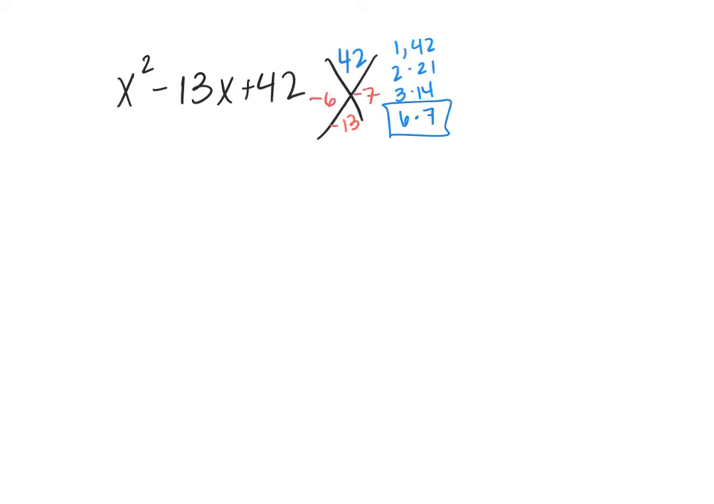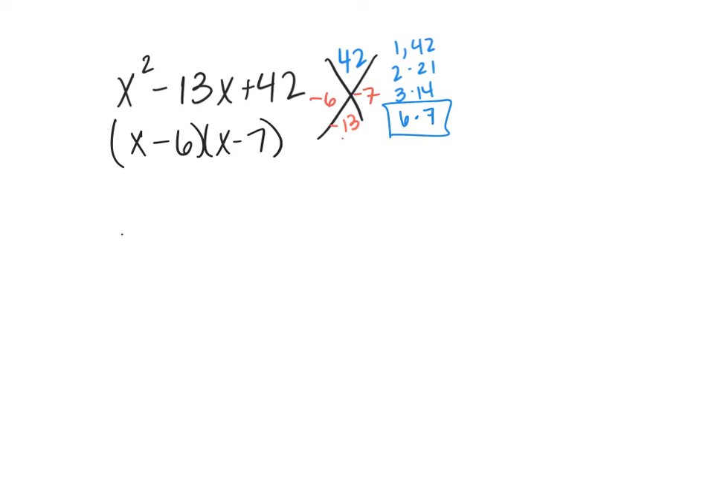You have to pay attention to the sign. If it's multiplying to a positive and adding to a negative, then they're both going to be negative, because the only way to multiply to a positive but add to a negative is to have two negative numbers. And if everything's positive, then they're both going to be positive. So it's x minus 6, x minus 7.